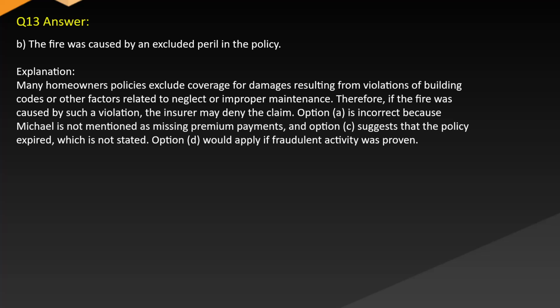Answer: B. The fire was caused by an excluded peril in the policy. Explanation: many homeowners' policies exclude coverage for damages resulting from violations of building codes or other factors related to neglect or improper maintenance. Therefore, if the fire was caused by such a violation, the insurer may deny the claim. Option A is incorrect because Michael is not mentioned as missing premium payments, and option C suggests that the policy expired, which is not stated. Option D would apply if fraudulent activity was proven.